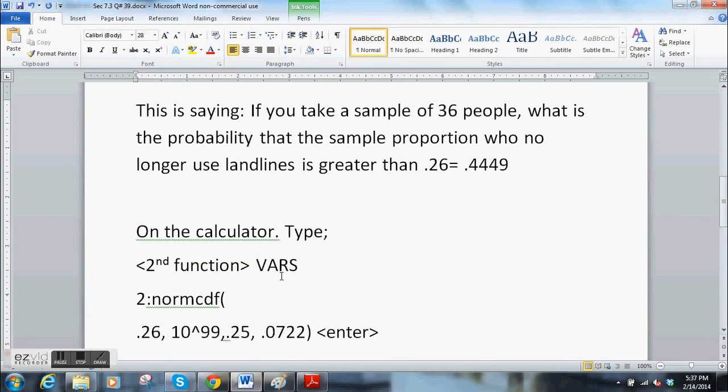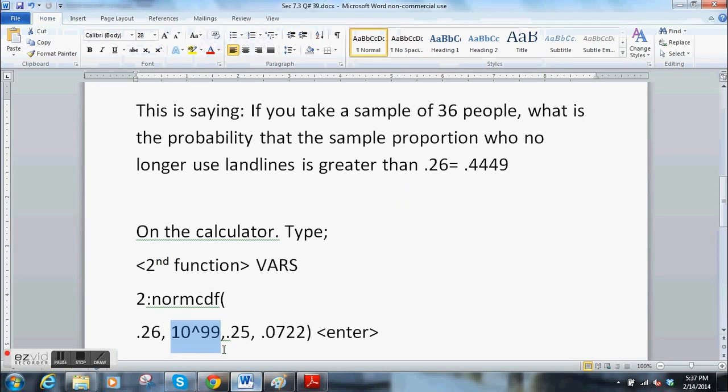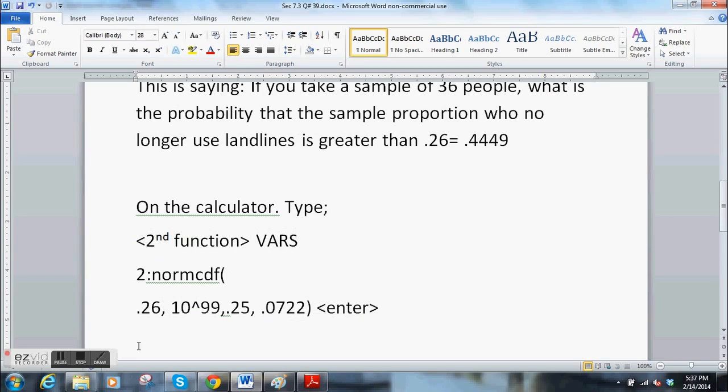Here's what we're doing. On the calculator, type in second function vars, second function variables, that gets you to the distribution functions. Then you go to the second one, normal CDF, and then you type in 0.26, that's the lower bound, and then 10 raised to the 99, that's infinity, because you want to go from 0.26 to infinity. Then the mean, 0.25, and the standard deviation, 0.0722.